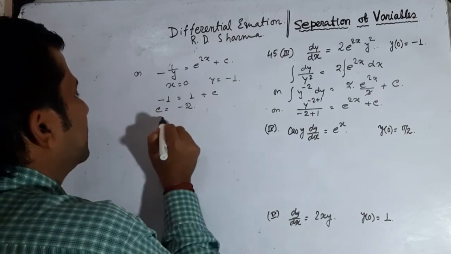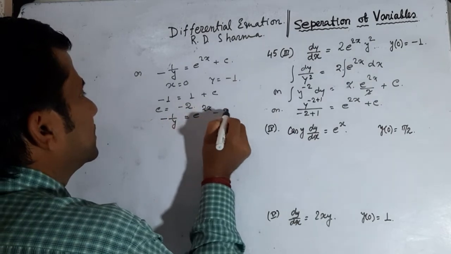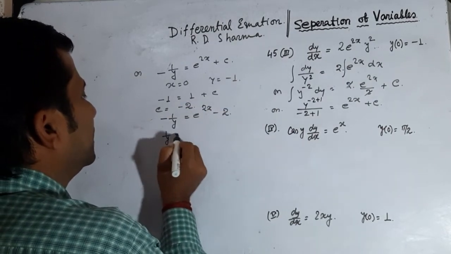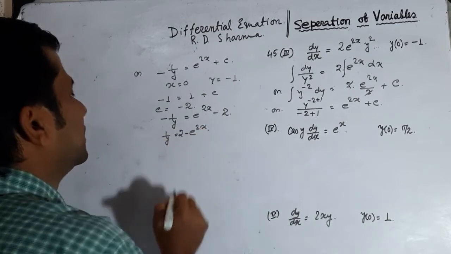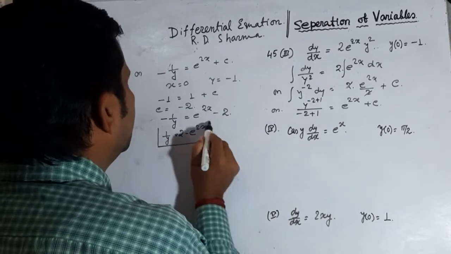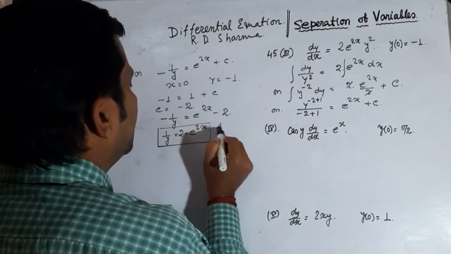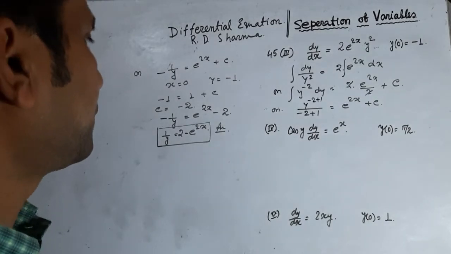Then your required answer will be minus 1 by y is equal to e to the power 2x minus 2, or 1 by y is equal to 2 minus e to the power 2x. This is the solution.